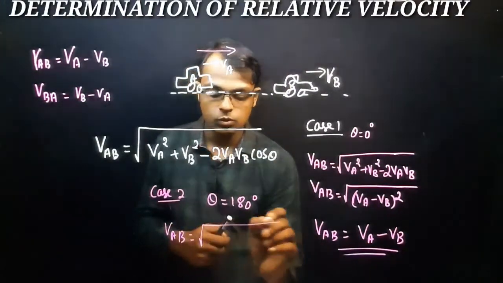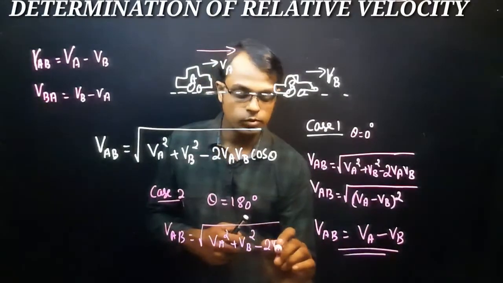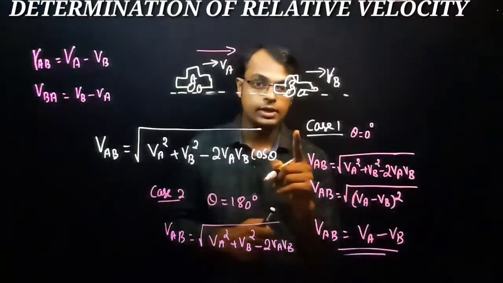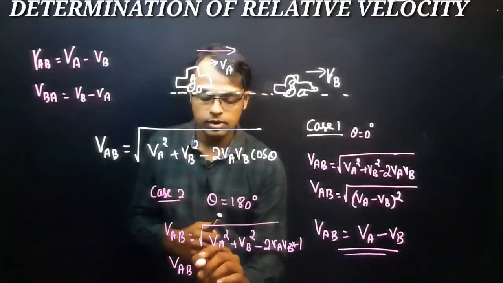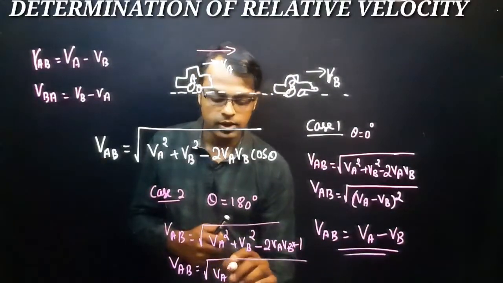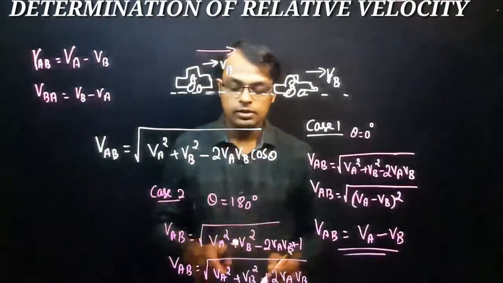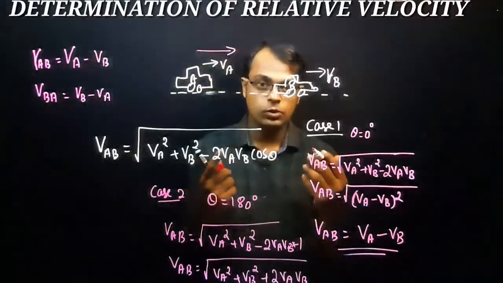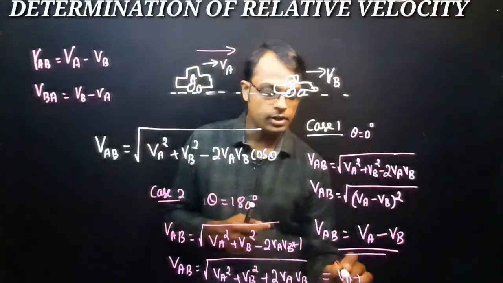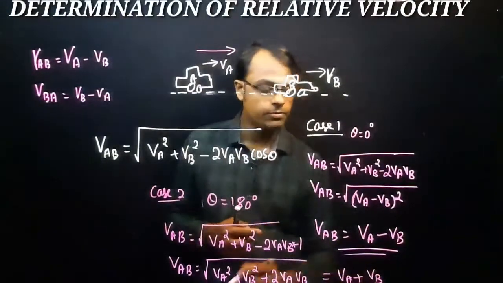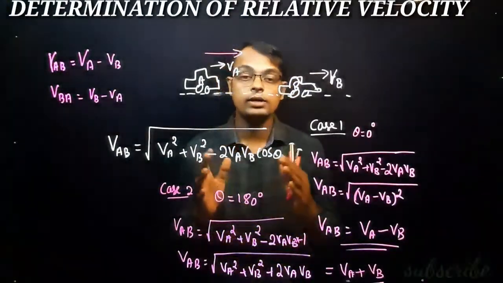VAB is equal to root of VA square plus VB square minus 2 VA VB cos 180. Cos 180 is equal to minus 1. So the equation becomes VAB equal to square root of VA square plus VB square plus 2 VA VB. This is equal to A square plus B square plus 2AB, that is, A plus B whole square. So the final equation is VAB equal to VA plus VB. These formulas may be required when you are doing numericals to calculate the relative velocity magnitude.